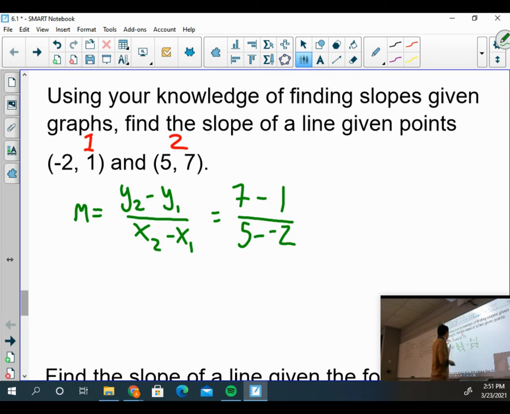Just because I have a negative number here for my x1 does not mean the subtraction sign goes away. It's not going to be 5 minus 2. It is 5 minus negative 2. So be very careful there. Always keep your subtraction signs, even if they are negatives. 7 minus 1 is 6. We know that 2 negatives make a positive. So 5 minus negative 2 is actually 5 plus 2, which comes out to 7. Therefore, our slope in between these 2 points is 6 over 7.